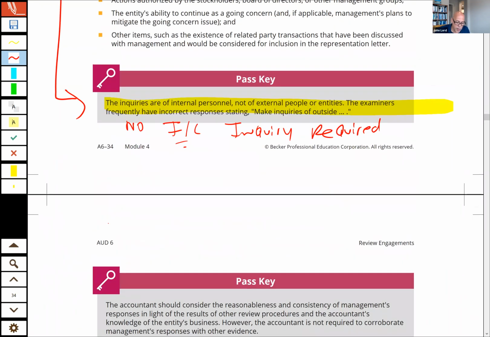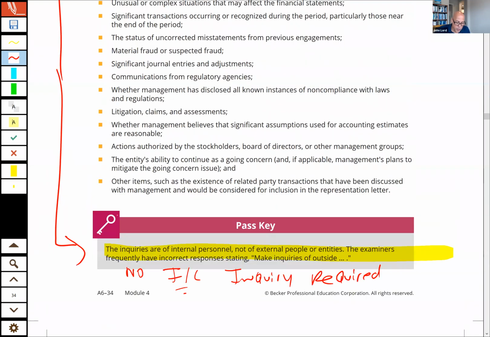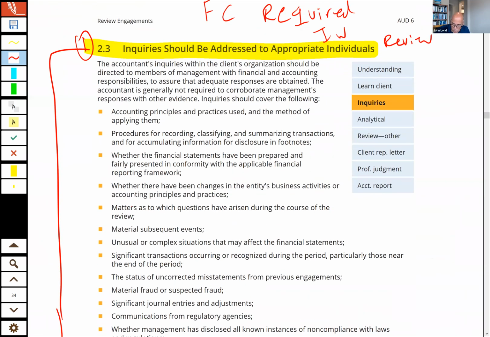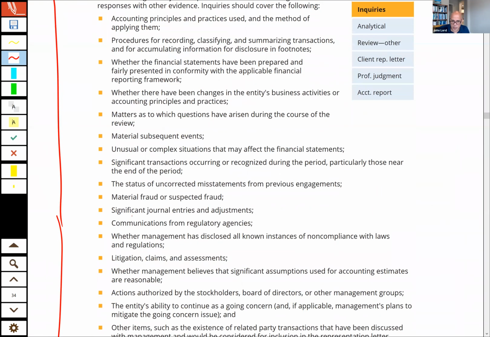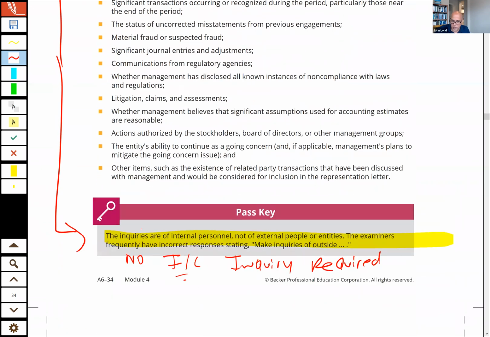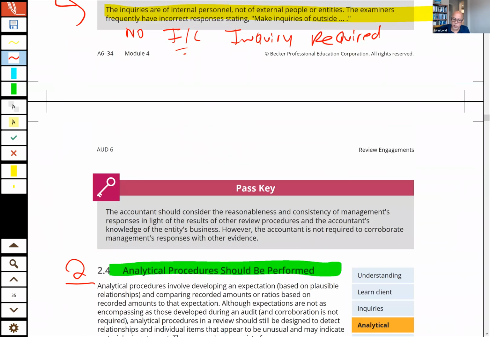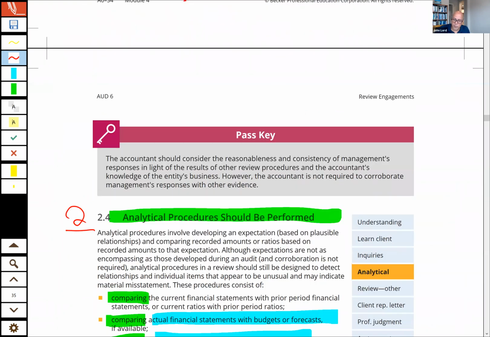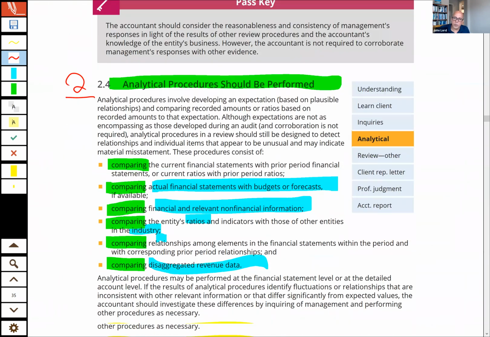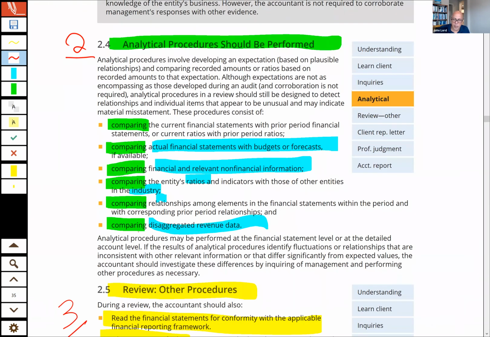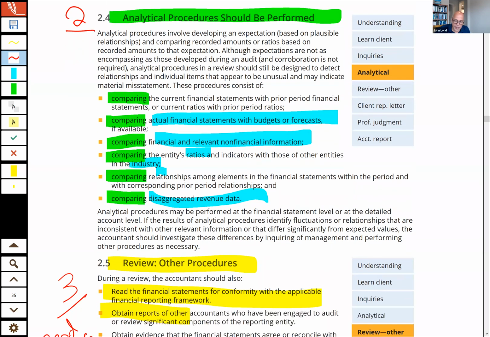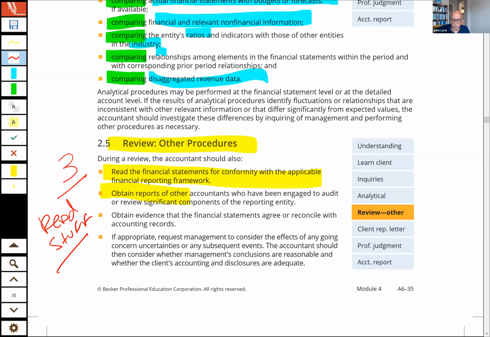Okay, so very, very high level flashcard here, guys. What is required in a review? We are required to have inquiries, but the inquiries are internal rather than external and do not include internal control inquiry. We have to do some analytical procedures, which we know from our earlier chapters, or comparisons to the information of the financial statement where there's a plausible relationship, right? And then other procedures, just read stuff.